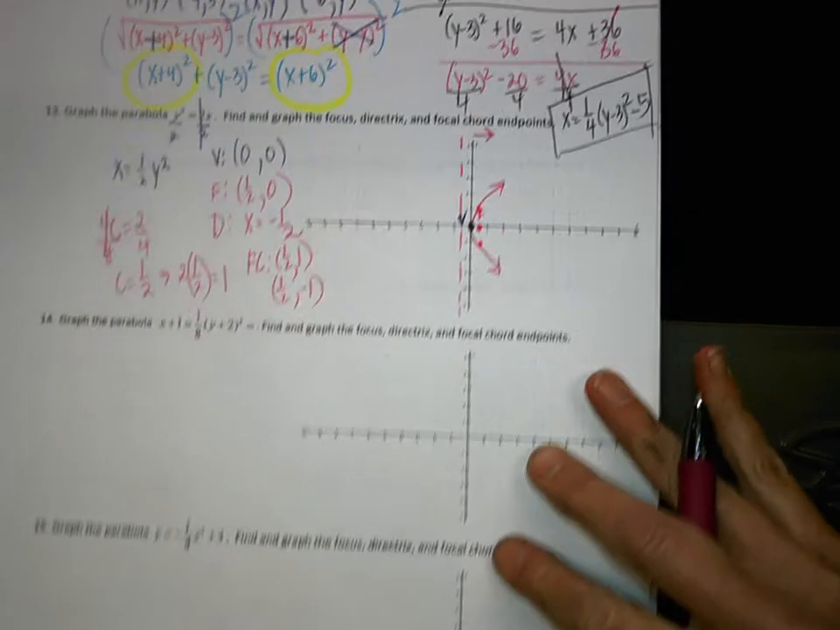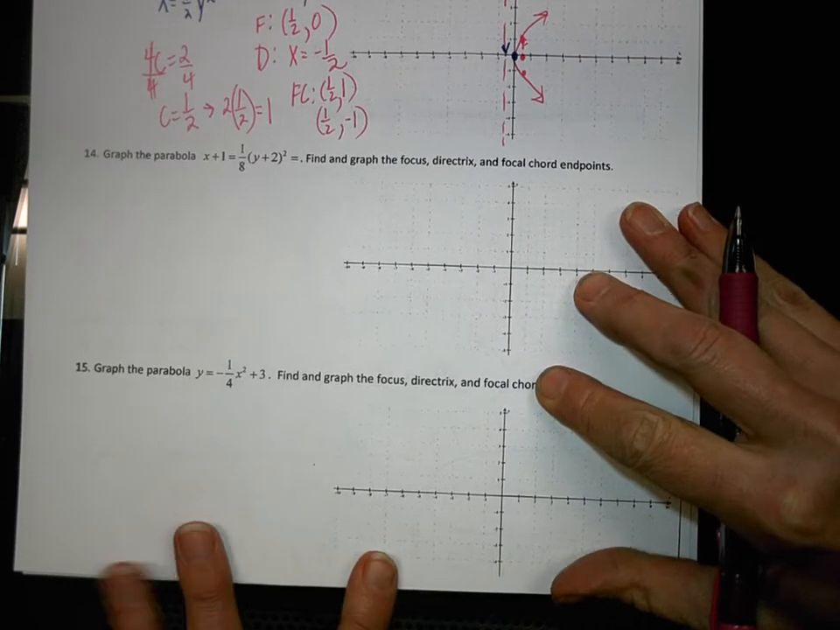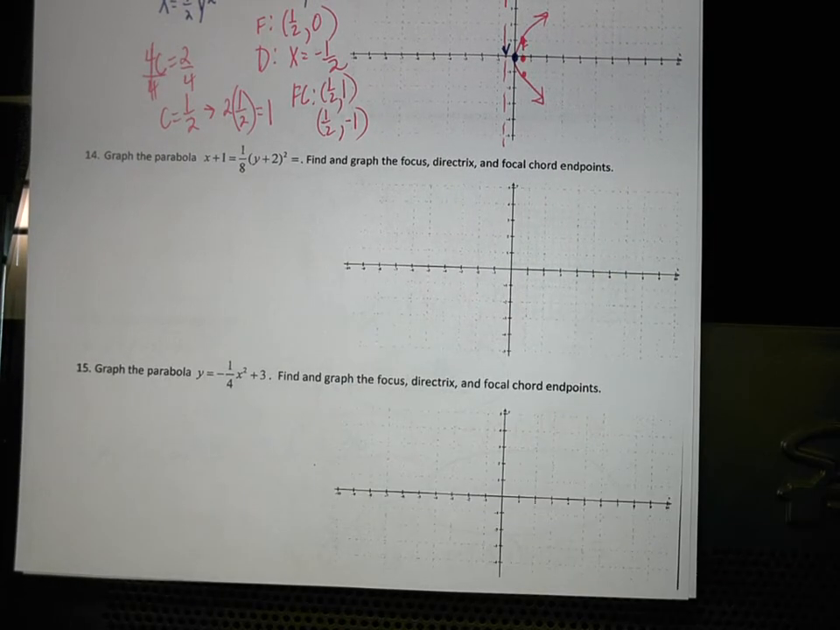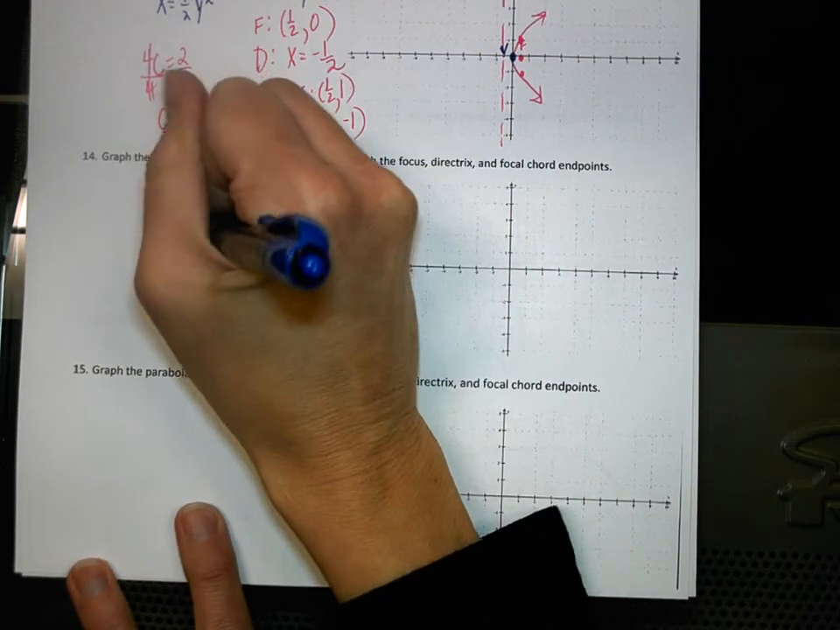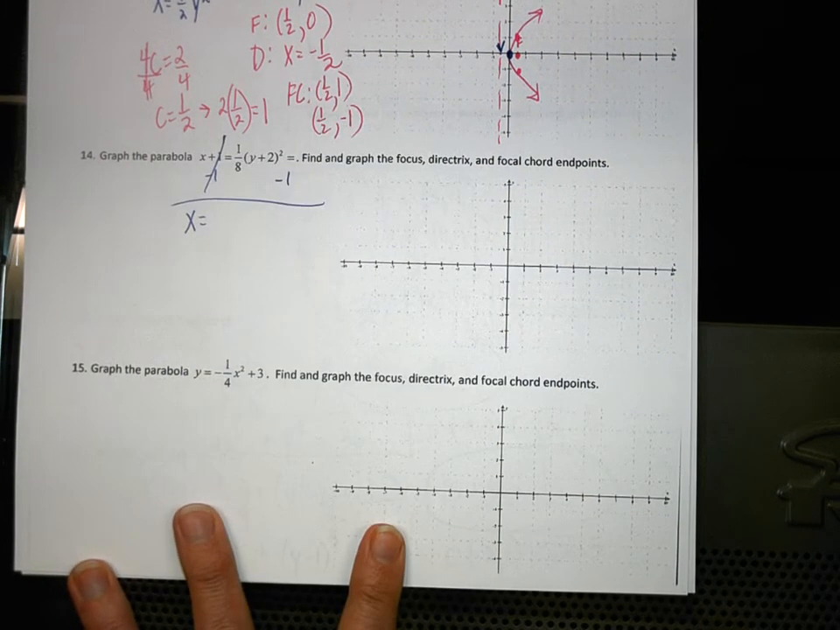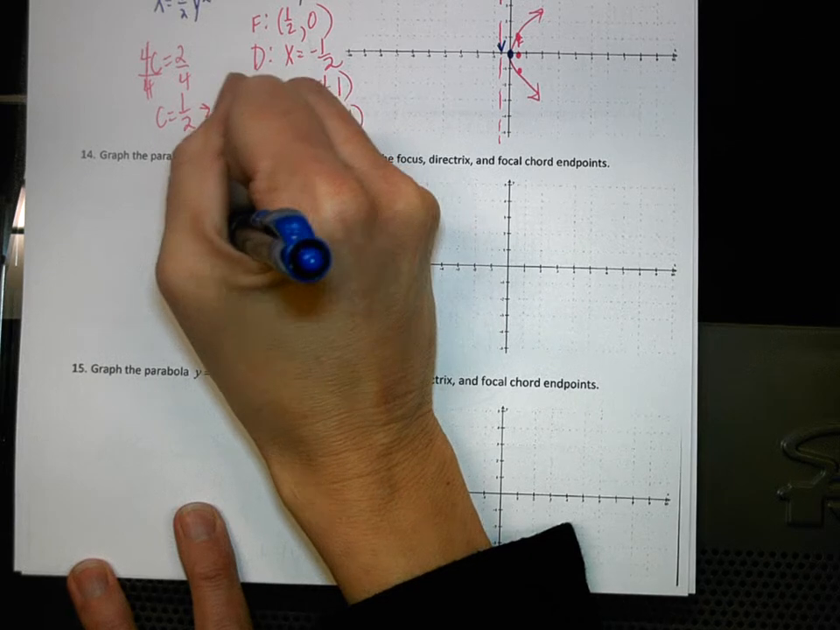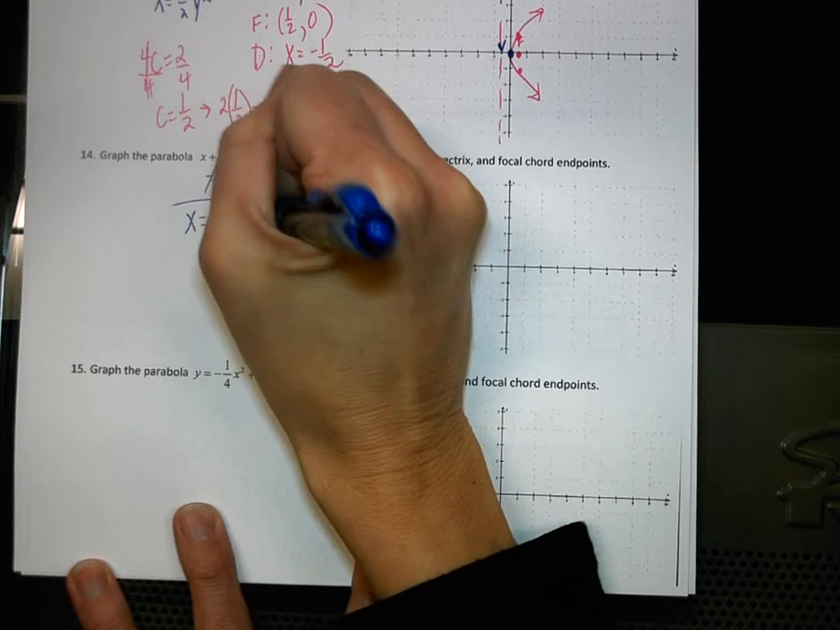Okay, we have this next one that we're going to graph. Again, the x is not by itself, so I'm going to subtract 1 from both sides in order to get the x by itself. So I end up with x equals 1/8 (y + 2) squared minus 1.